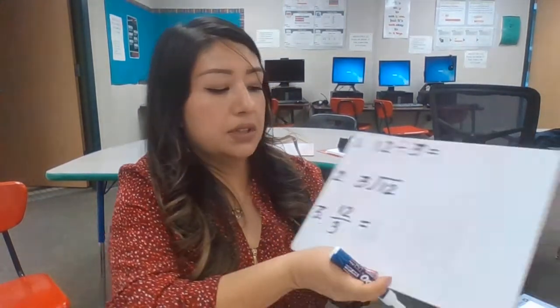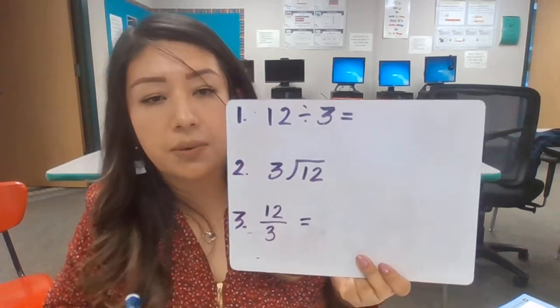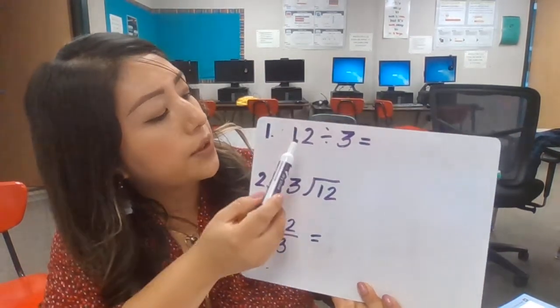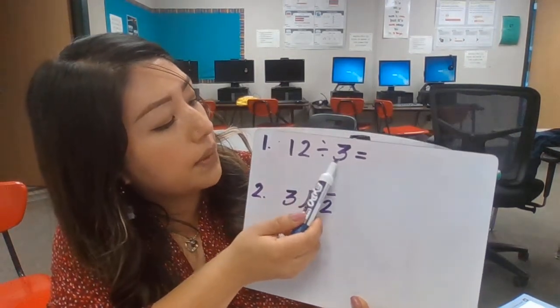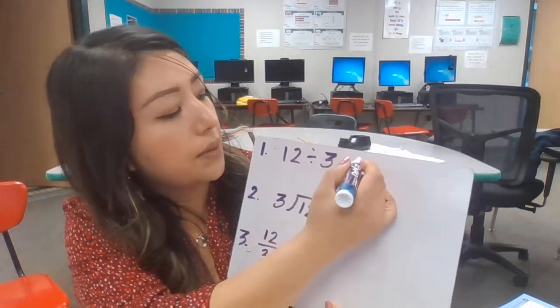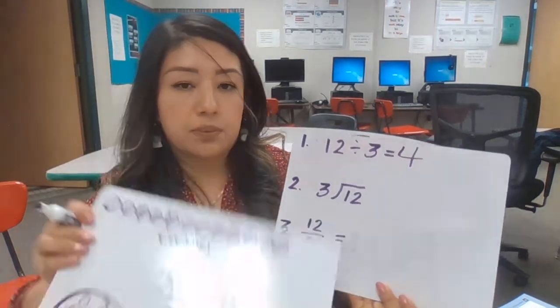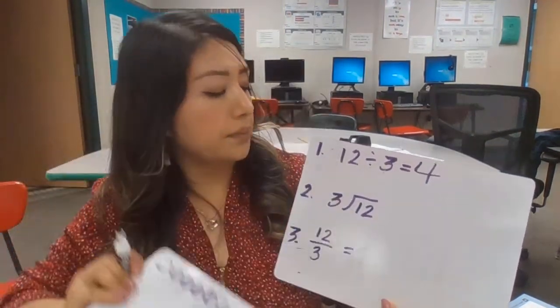Next, we're going to practice how to write the answer to these division problems 3 different ways. So there's 3 different ways you can write this out as a division problem. The first one reads 12 divided by 3, which our answer would be 4. We already know that based off of the first board that we were working on.